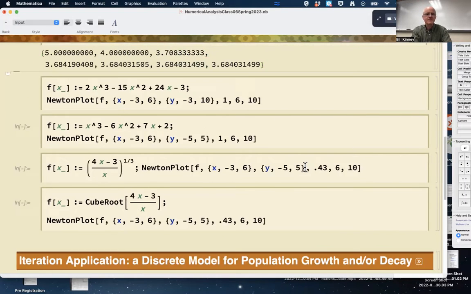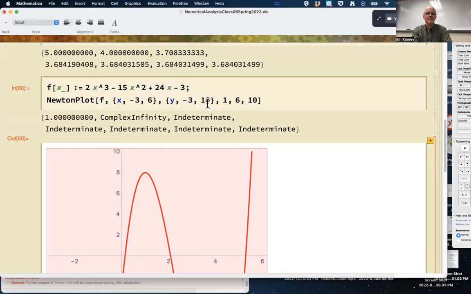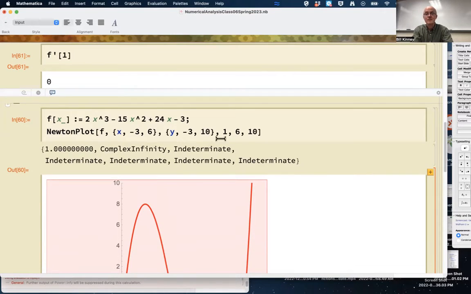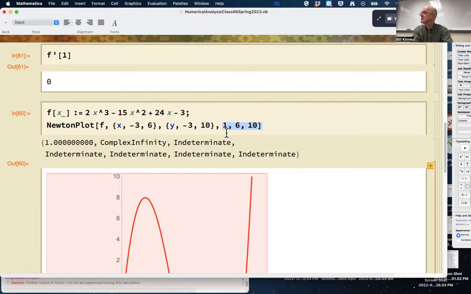Let's try some other examples. So here the function is 2x cubed minus 15x squared plus 24x minus 3. What happens in this example? Something bad happened. Complex infinity. What's that? Indeterminate. What's that? We must be dividing by 0. But the initial condition here, the initial seed is 1. What is f prime of 1 here? It's 0. Yeah, we're dividing by 0. So that's a bad seed to choose.